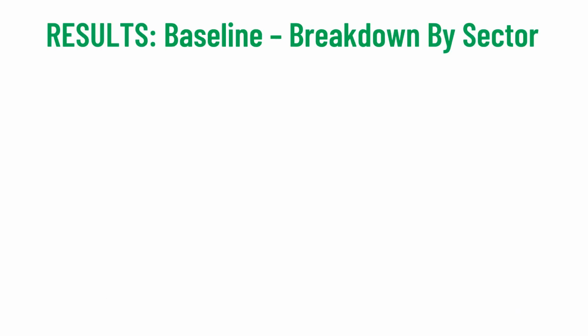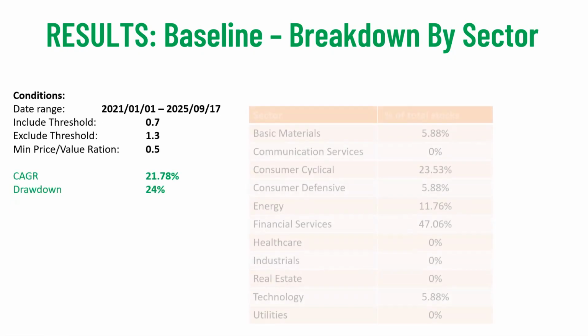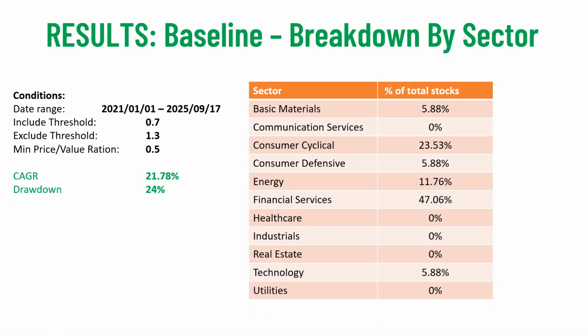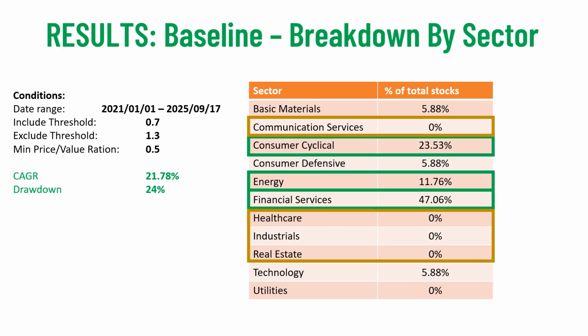This table demonstrates what is the contribution of each sector, and it looks pretty interesting. We can see that almost half of the stocks we selected were from financial services, another 23.5% stocks from consumer cyclical sector. Then goes energy with more than 11%. But stocks from some sectors were actually never selected. These are communication services, healthcare, industrials, real estate, and utilities.